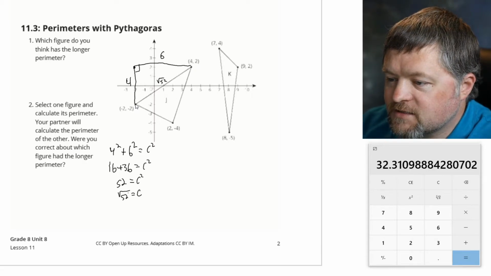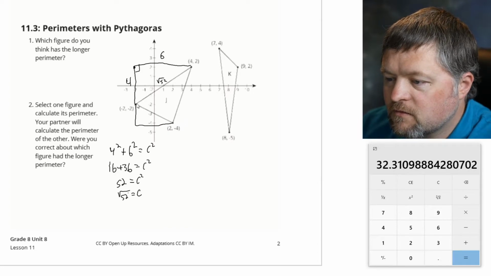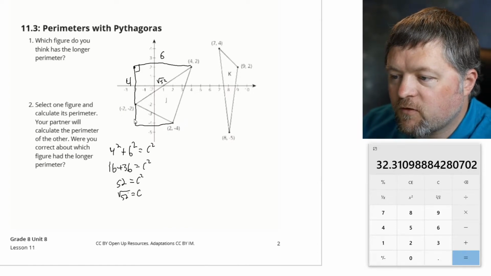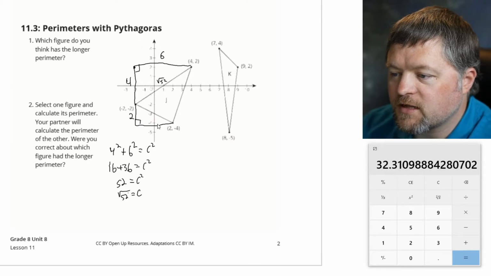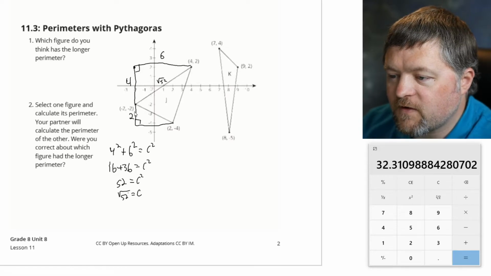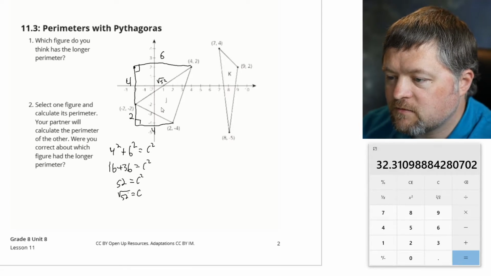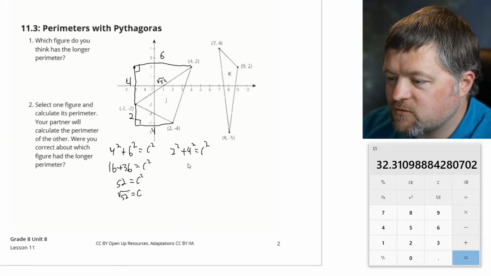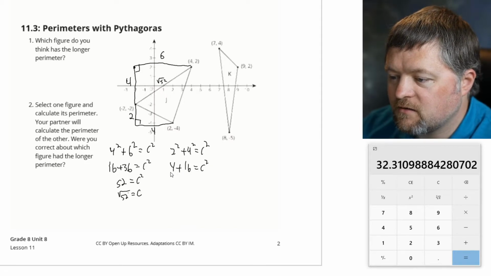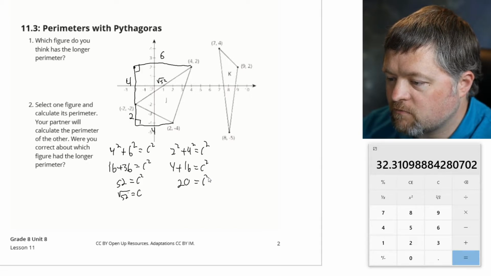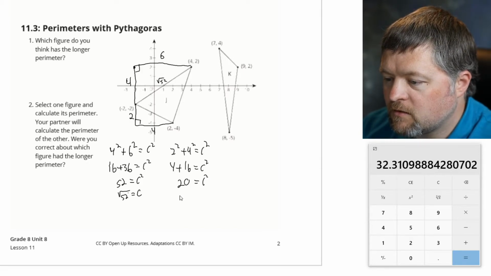Now let's do the next side we have here. This goes from a y value of -2 to a y value of -4. That's 2 units. We go from an x value of -2 to an x value of +2, which is 4 units. 2 squared plus 4 squared equals c squared. 4 plus 16 equals c squared. 4 plus 16 is 20, which means the square root of 20 is equal to c.